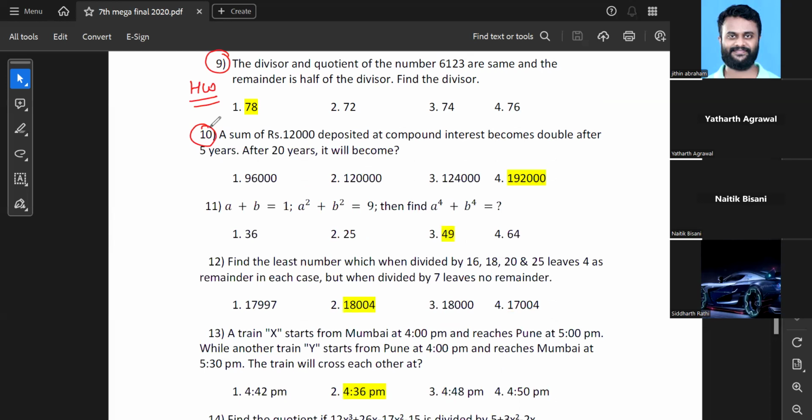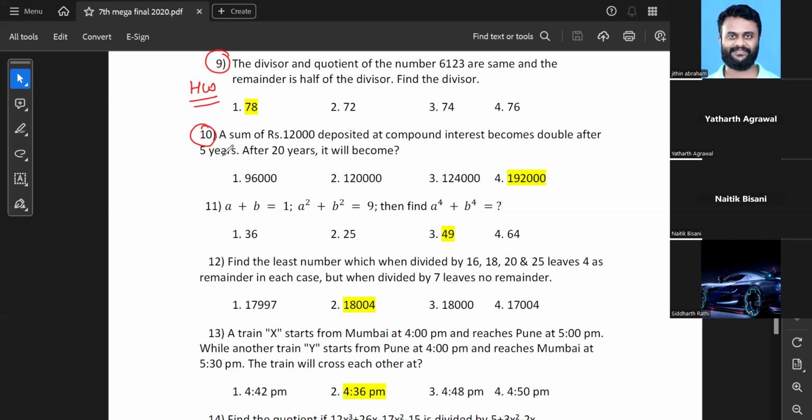Sir, in question 9, if we take divisor and quotient as x and x square plus x by 2 is equal to 6123, so it will be a quadratic equation, right? I have not solved it, but yes, if you are facing a quadratic equation, do it. One value will be positive and the other one will be negative. The negative value you have to ignore and consider the positive value only.